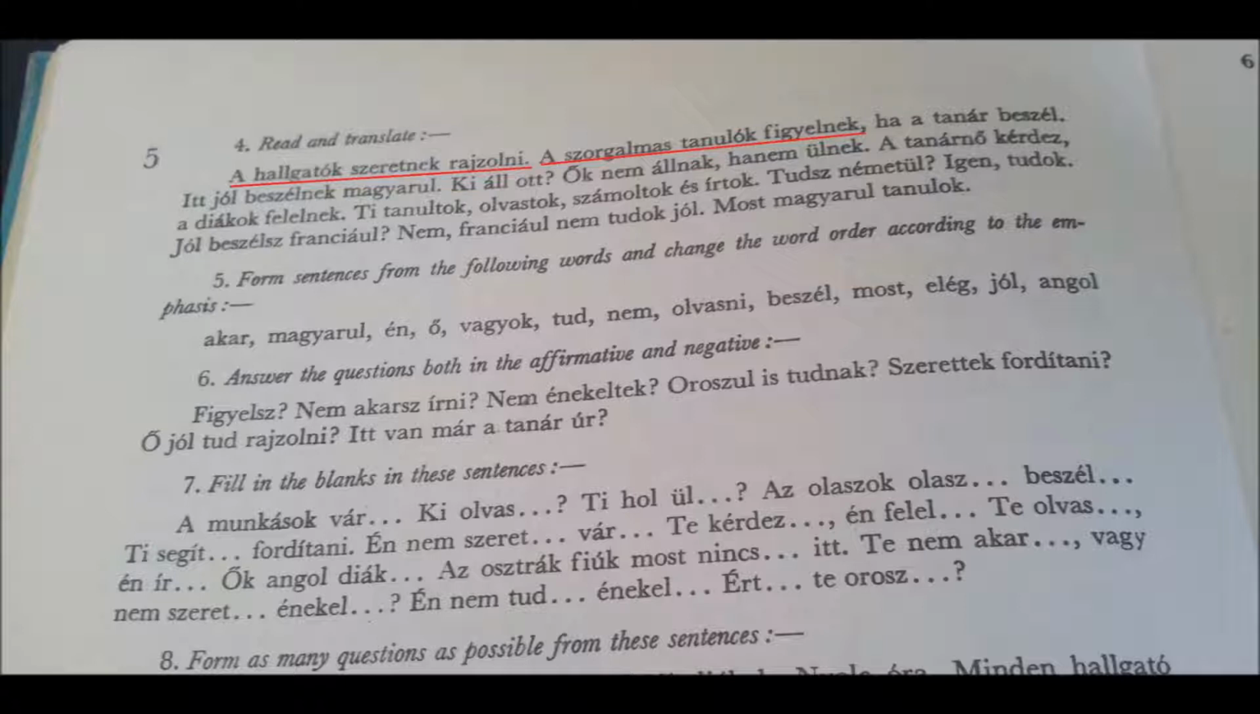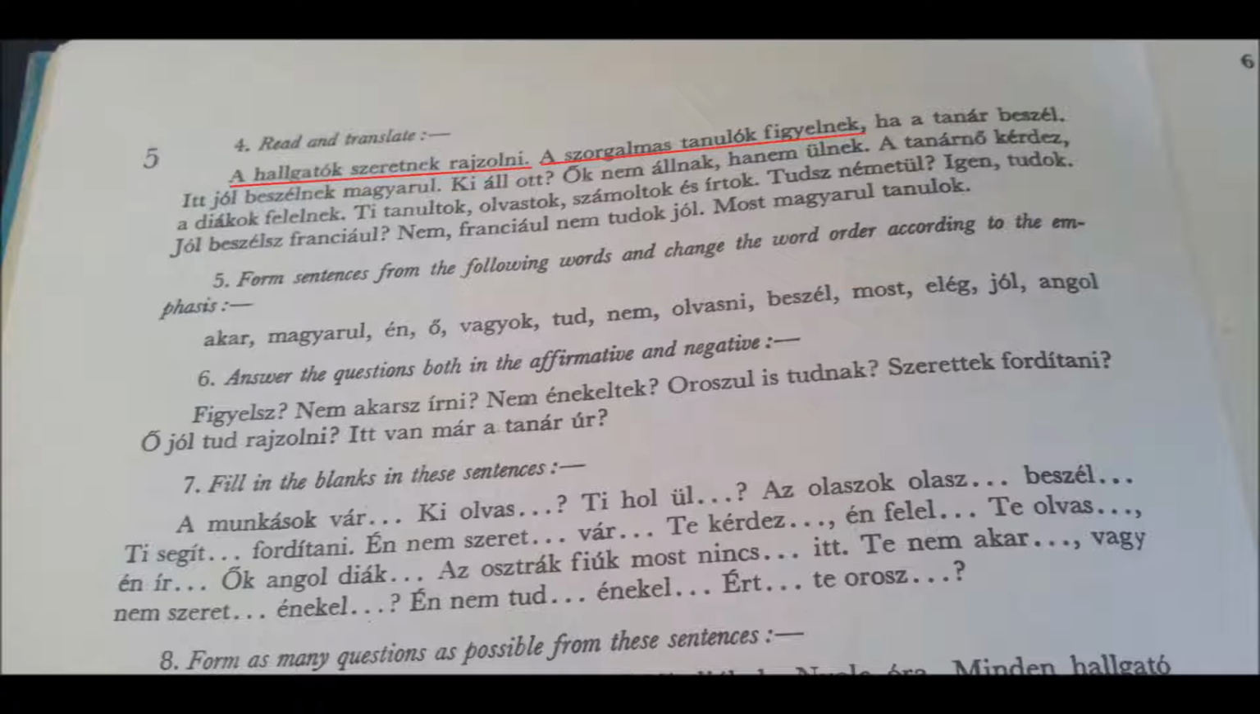Itt jól beszélnek magyarul. Here they speak good Hungarian. Ki áll ott? Who stands there? Ők nem állnak, hanem ülnek. They don't stand, but they sit. A tanárnő kérdez. The female teacher asks. A diákok felelnek. The students, the pupils, answer.